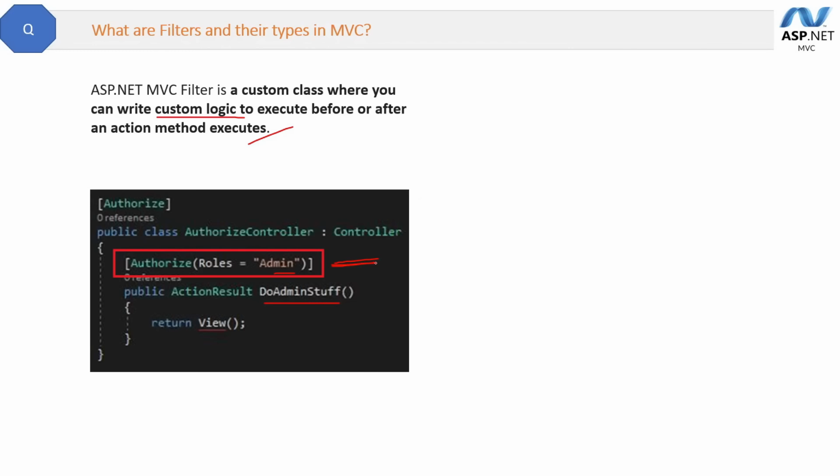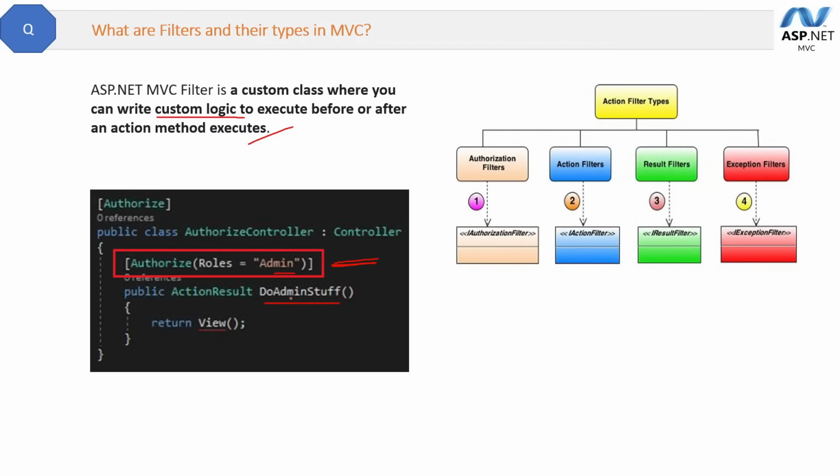Now we have some types of filters in MVC, and they are here. We have 4 types of filters. One is authorization filters, which we already discussed, which perform authentication and authorization before executing an action method. Then we have action filters, which can be any custom logic which you want to run before the action method. In action filters, you can do anything. It is not restricted to authorization or something.